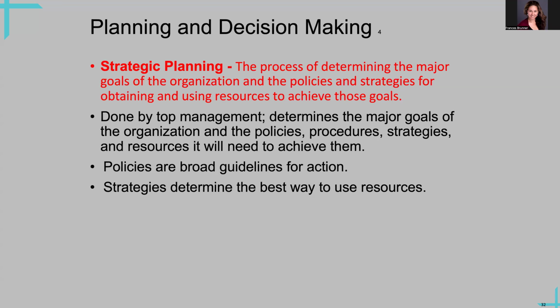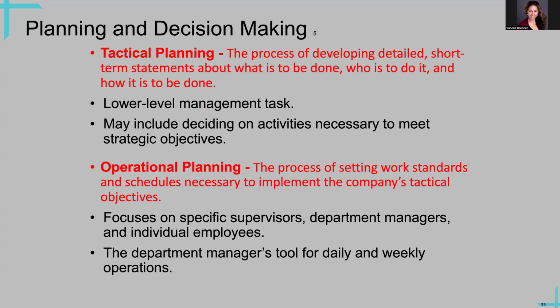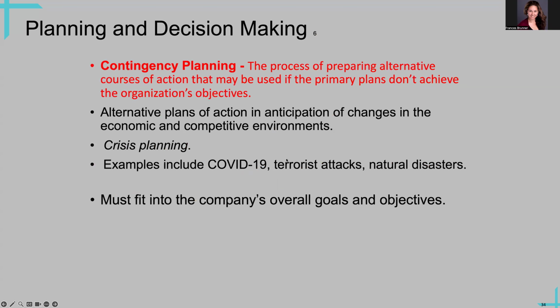All right, we talked about strategic planning and tactical planning being short term, operational planning talking about the scheduling and fulfilling the short term objectives of the company. The contingency planning allows you to prepare alternative courses of action, and they only kick in once the normal plan, the regular plan, is not going as anticipated. Some examples of events that could require a contingency plan to be put in place would be COVID-19, a terrorist attack, or a natural disaster.